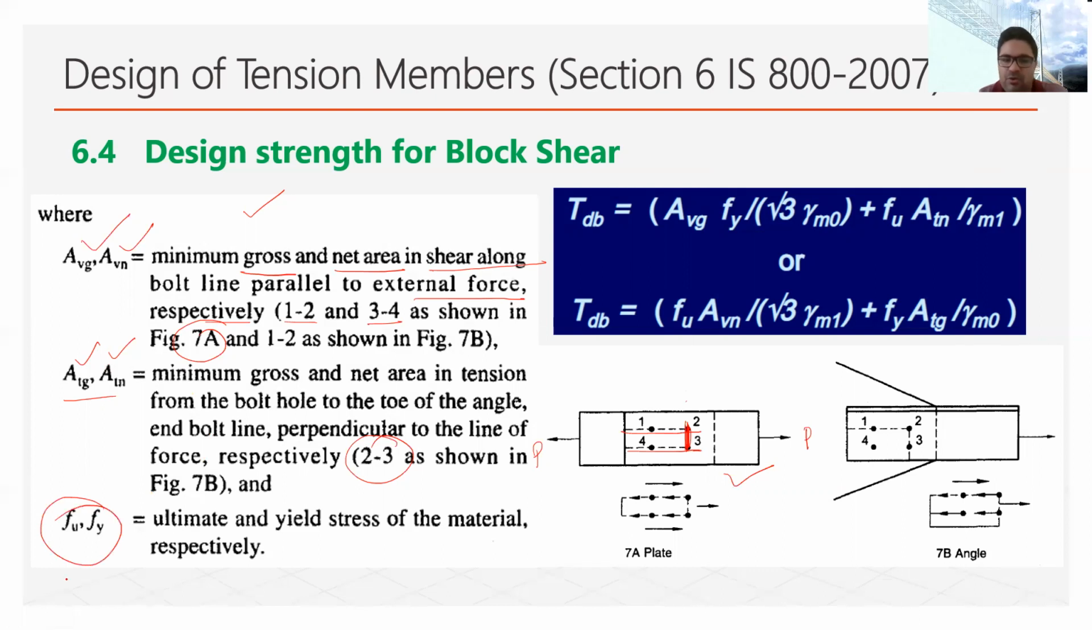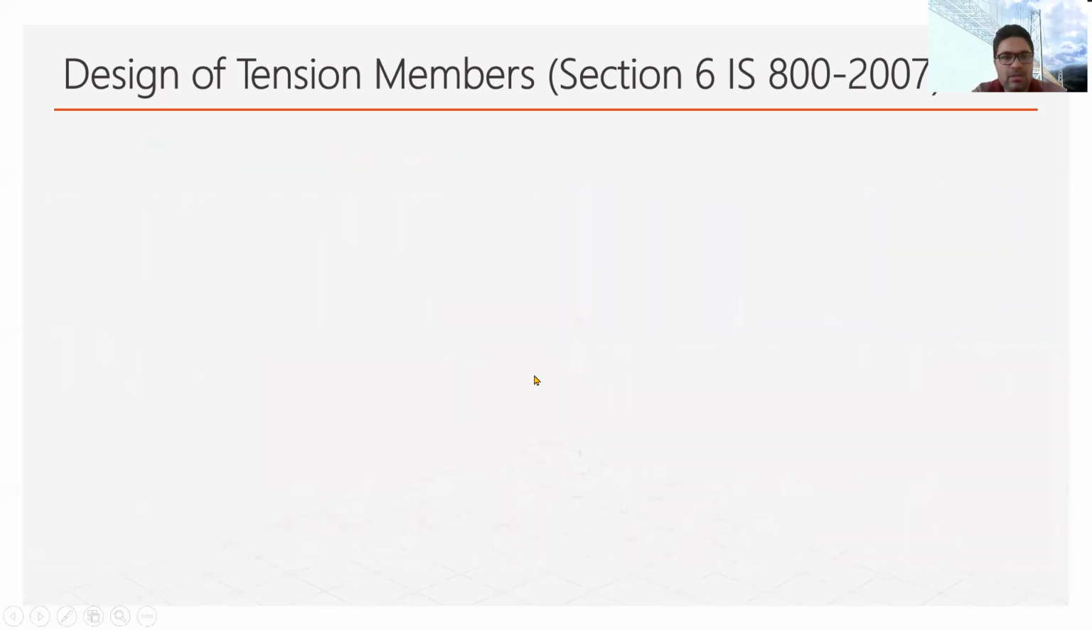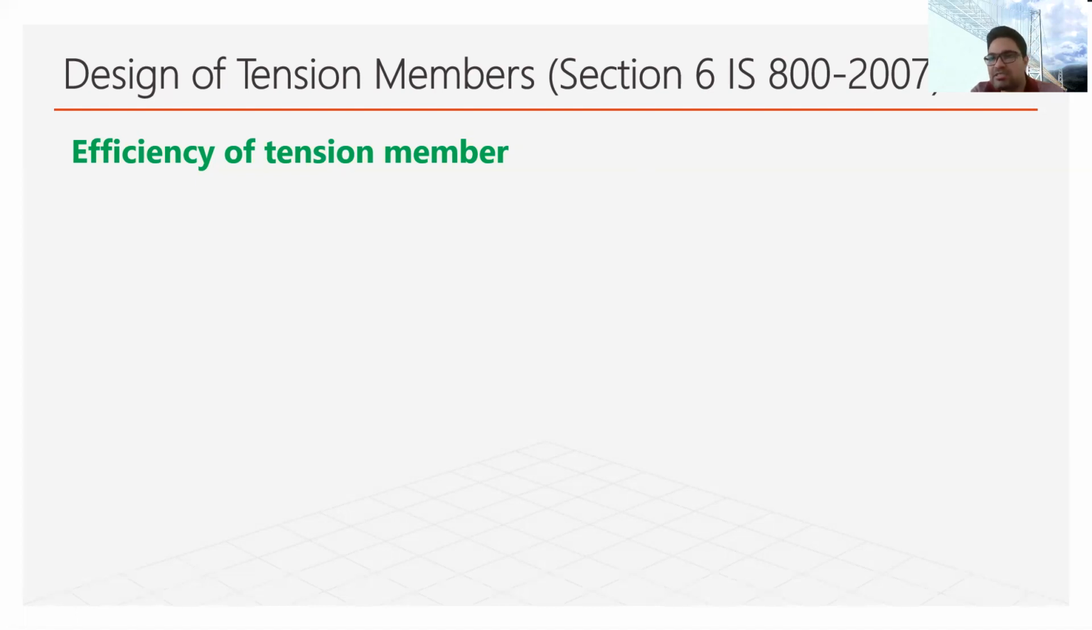Fu and Fy we already know. Fu is the ultimate strength and Fy is the yield strength of the steel sections. Now coming to another very important parameter that we generally use while designing the tension member. If we know how to find out the efficiency of the tension member, then we can determine which section should be used and how.